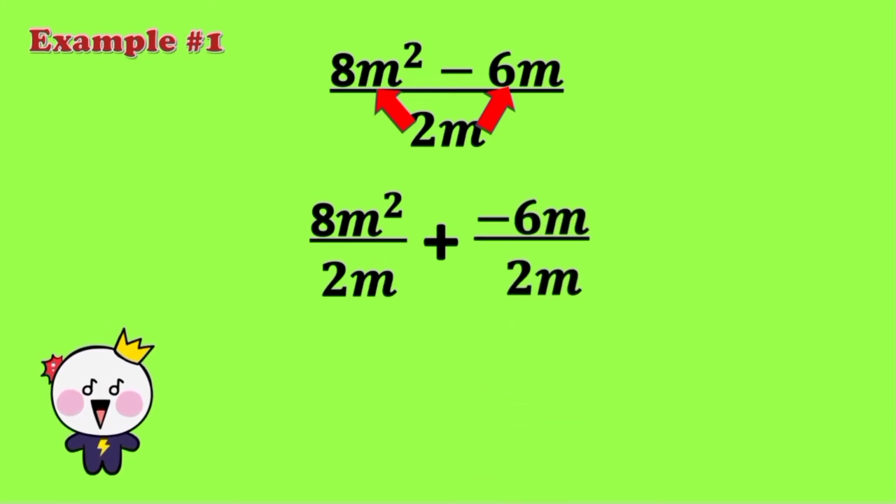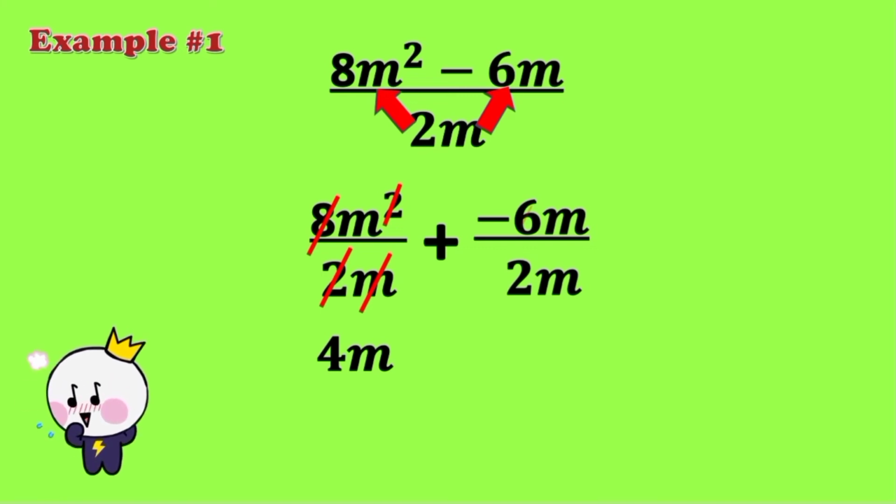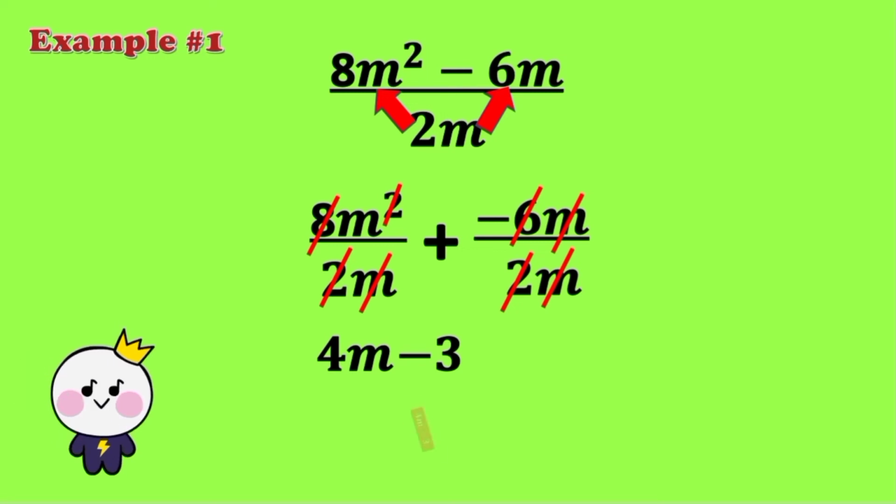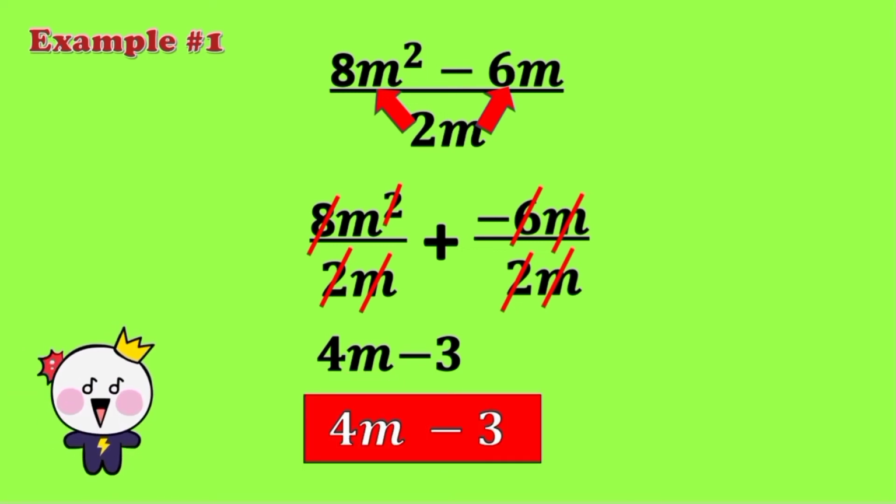Now let's simplify. 8 divided by 2 and m squared divided by m. That is 4m. Let's proceed to the second one. Negative 6 divided by 2 and m divided by m. The answer is negative 3. So our final answer is 4m minus 3.